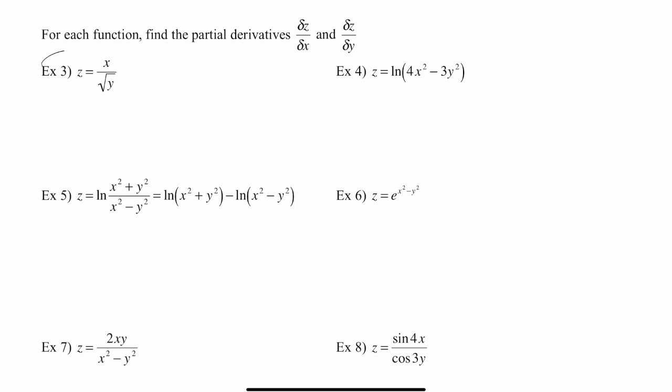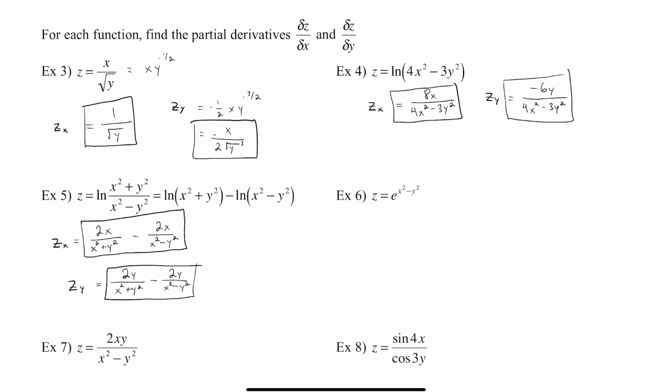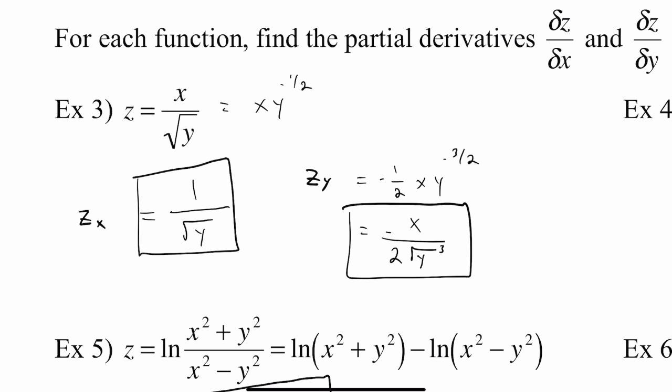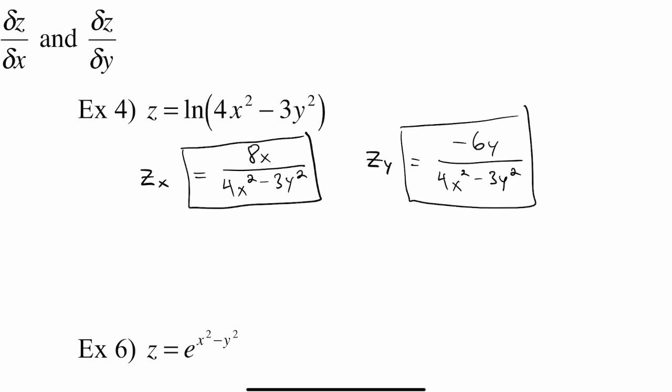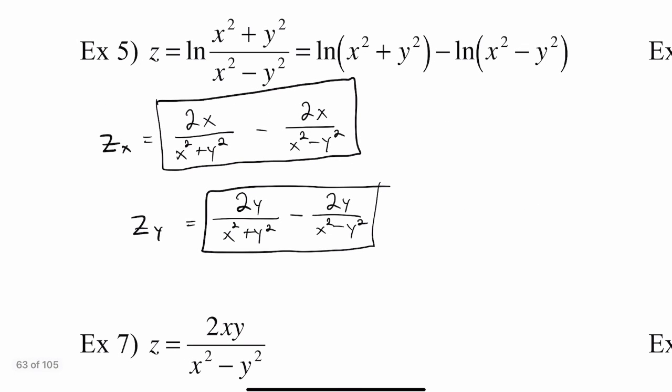Alright, go ahead and try example 3, example 4, and example 5 on your own. See if you can figure out the partial derivatives of z with respect to x and z with respect to y. And here are my answers for these. This is what I got for 3, for example 4, and for example 5.